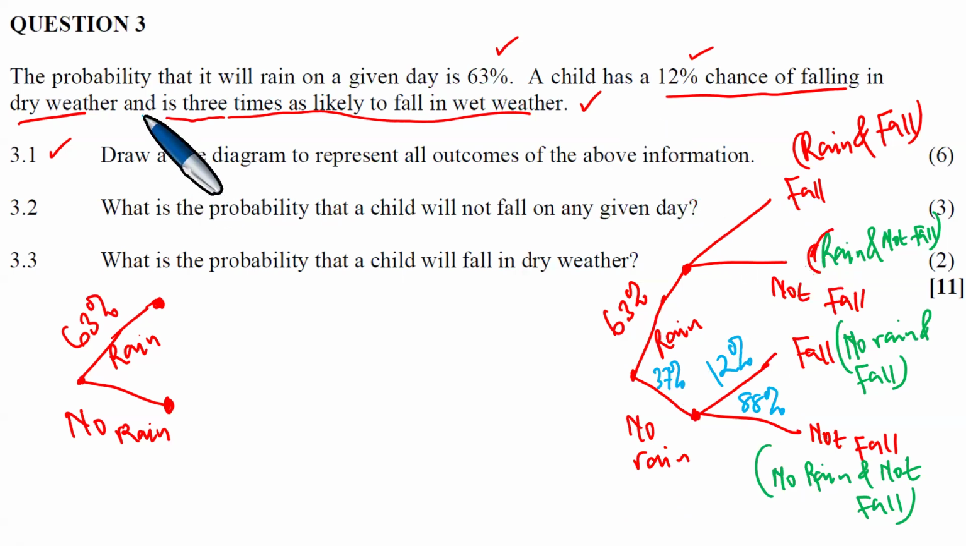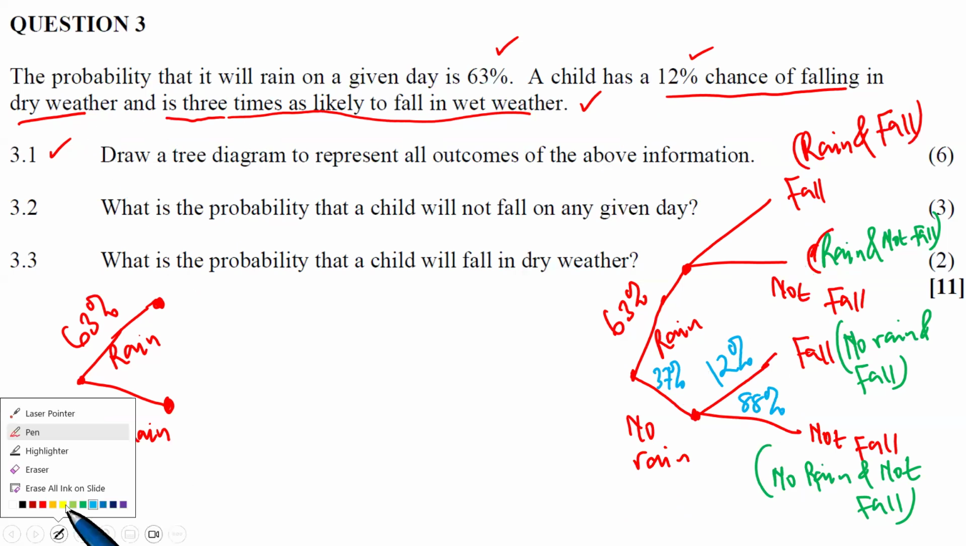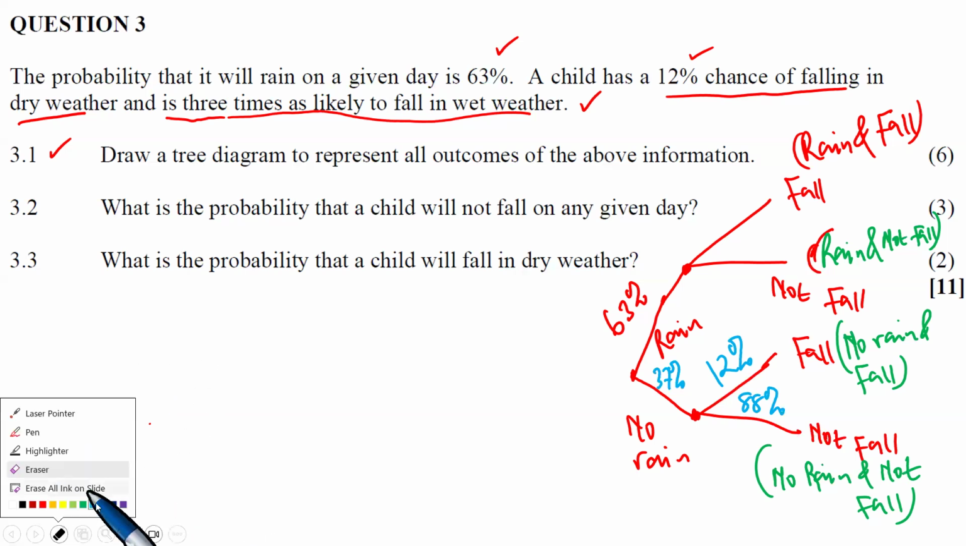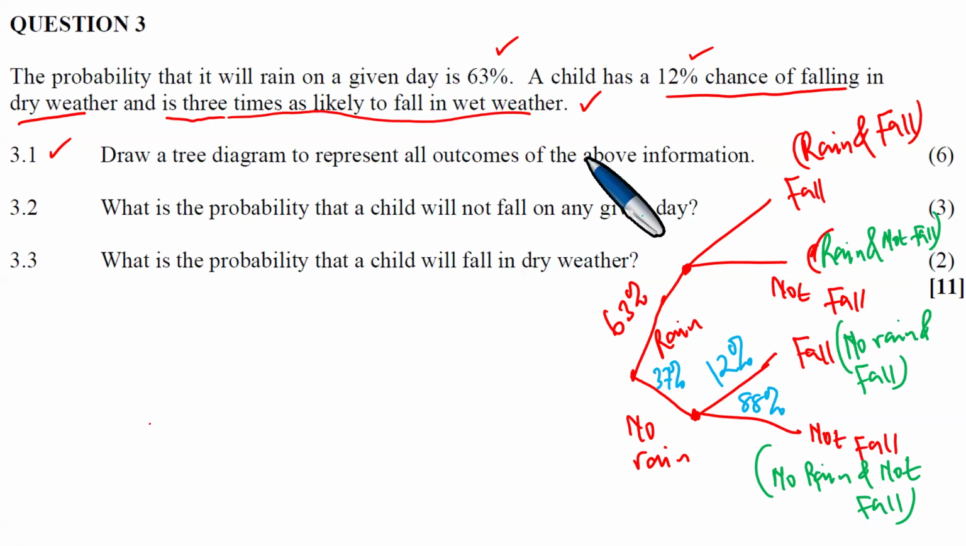Now, there is the chance of a child falling. Here, they're saying 12% chance of falling in dry weather, and is 3 times as likely to fall in wet weather. Obviously when it's wet, the child is likely to fall more, but 3 times. So it is 3 times 12%, and 3 times 12 is 36%. In other words, if it's wet, the child has a 36% chance of falling. So now it's wet and there's rain, so the chance of falling is 36%.